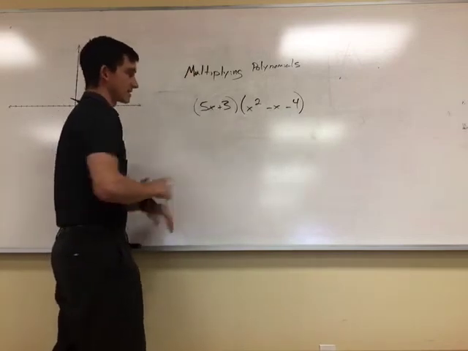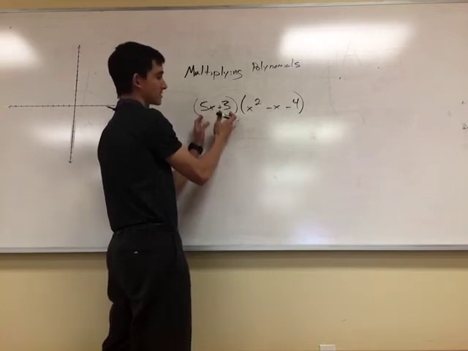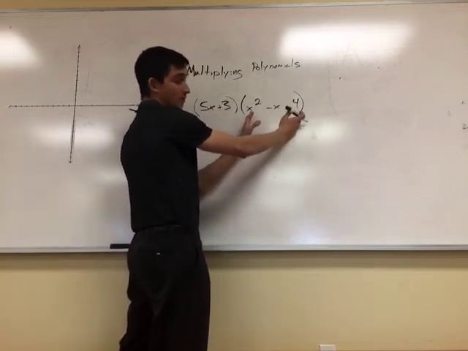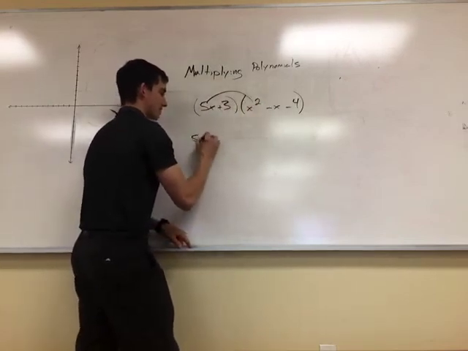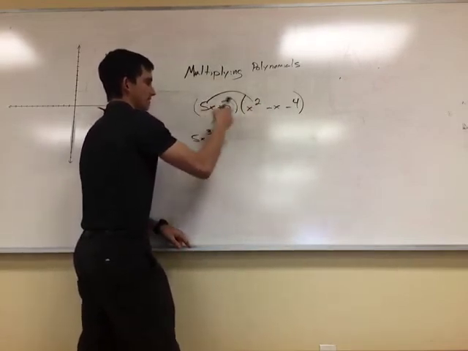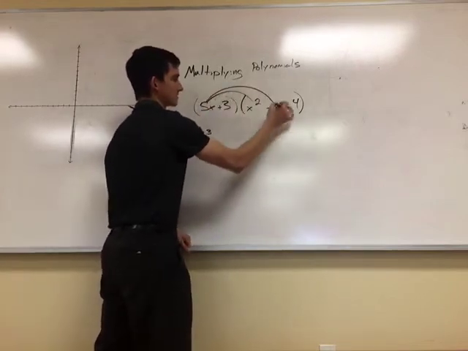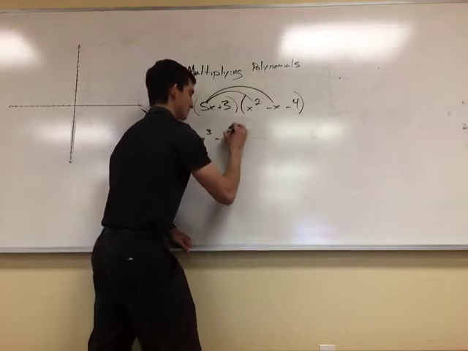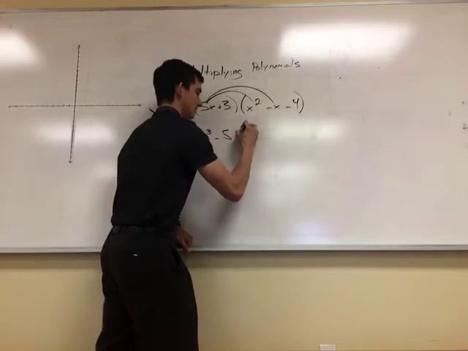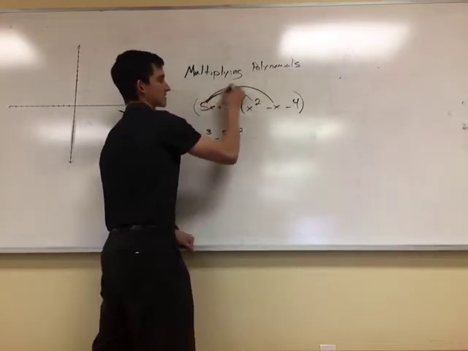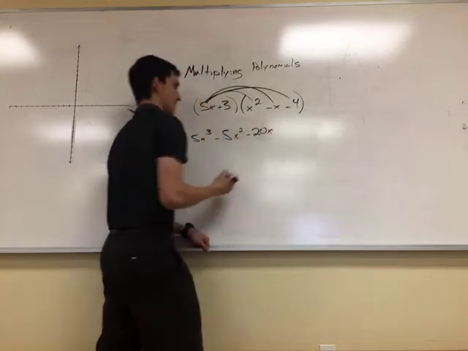So again, the easiest thing to remember it by: take every term in this first parentheses, or this binomial, and multiply it with every term in this trinomial. So I'm going to start with 5x times x squared. That's 5x cubed. 5x times negative x is negative 5x squared. 5x times negative 4 is negative 20x.